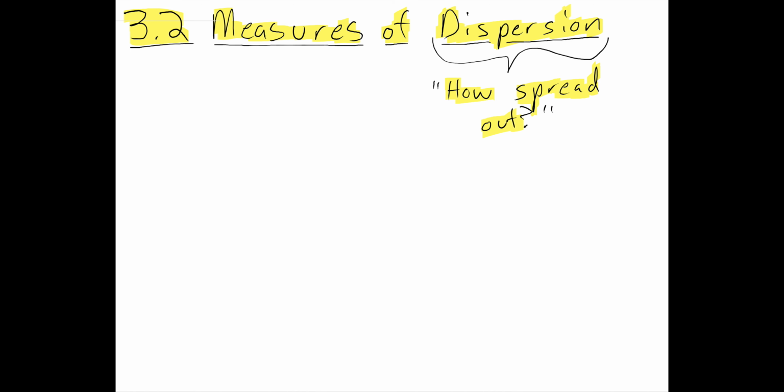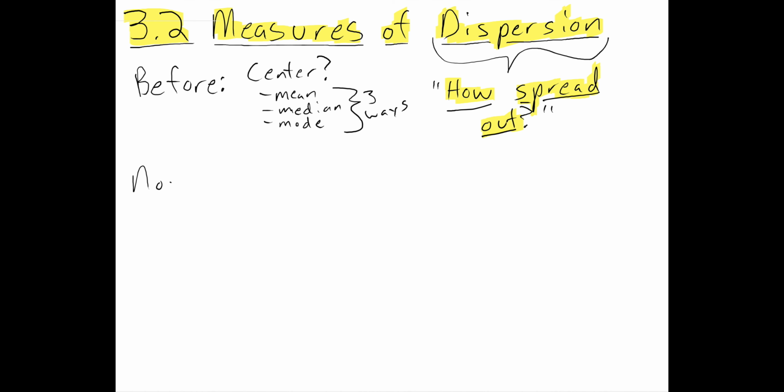Section 3.2 is called measures of dispersion. Dispersion is just a fancy term for how spread out a variable is. This is a new characteristic of a quantitative variable that we're going to be interested in. Before, we were wondering about where the middle of a quantitative variable is, but now we are going to look at how dispersed it is. Let's look at an example.